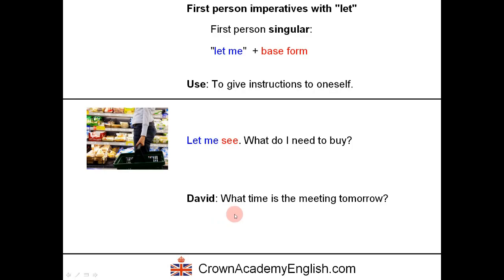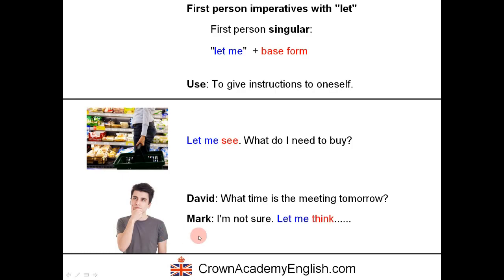Another example, David asks, what time is the meeting tomorrow? And Mark replies, I'm not sure. Let me think. Let me think. So this is very similar. Let me see, let me think. It's practically the same meaning. So let me followed by the base form. It's when you are talking to yourself. You're giving instructions to yourself. Okay, you're thinking out loud.